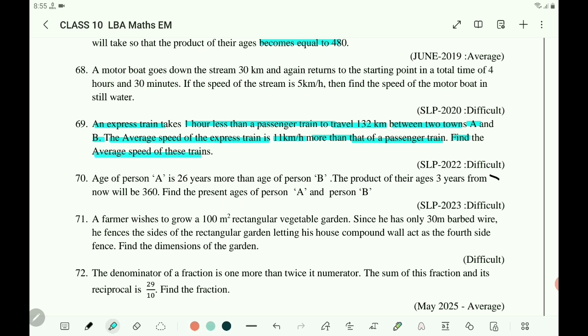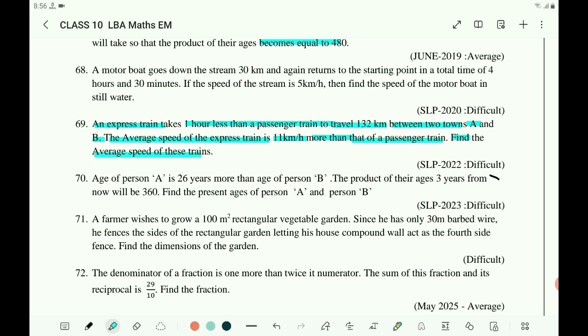Let us take the speed of the passenger train equals x km per hour. Then the speed of express train equals x plus 11 km per hour, because the speed of express train is 11 km more than the speed of the passenger train. Then time taken is equal to distance by speed. Then the time taken by the passenger train is equal to 132 by x, and the time taken by the express train is equal to 132 by x plus 11.